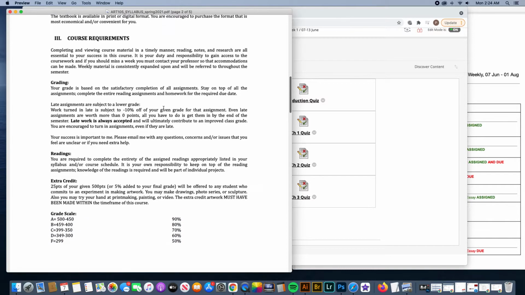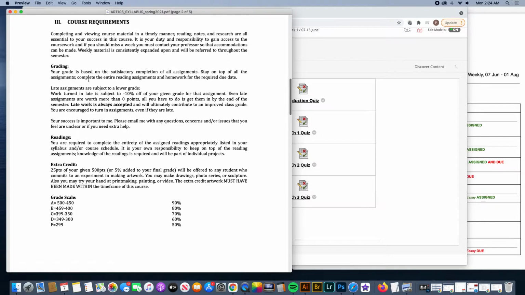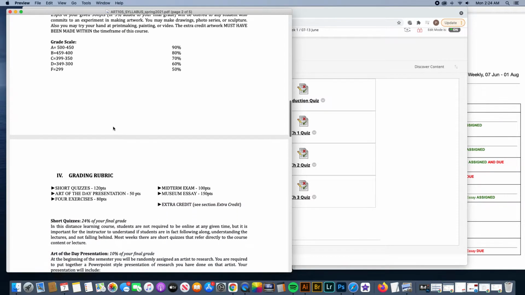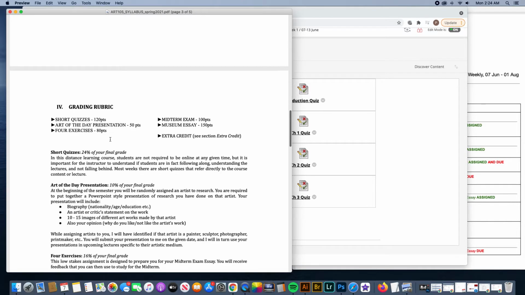Alright, so we've got our course requirements, grading. The grading is done on a scale of 1 to 500. So your goal is to make 500 points by the end of the semester. Now I have removed some assignments, and I'm just sticking with the important ones for the semester. And I'll go over those quickly.